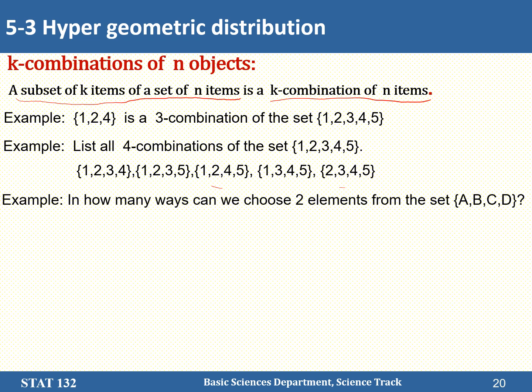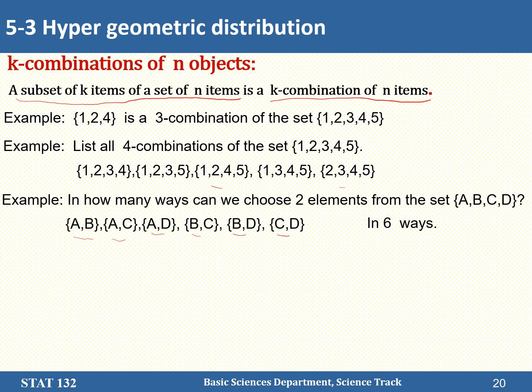And another way to ask the same question is this way: in how many ways can we choose two elements from the set A, B, C, D? Just if you try to choose two elements from this set, you can make this list like A, B, A, C, A, D, B, C, B, D, C, D, and it gives just 6 elements. We can choose in 6 ways.